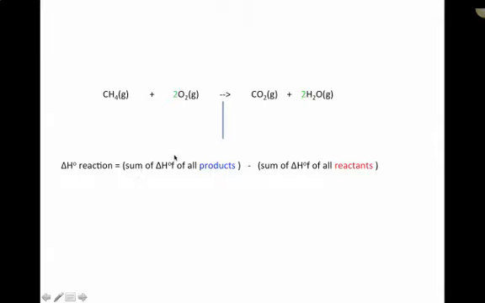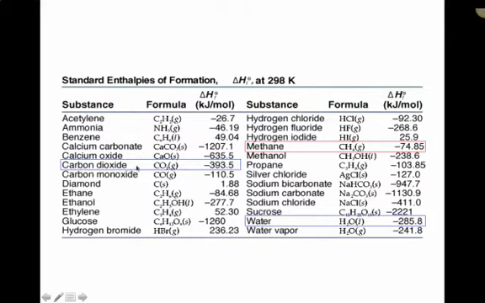It's the sum of the heat of formation of all the products minus the sum of the heat of formation of all the reactants. Now I need the heat of formation values for the reactants, which are on the left hand side, and the products, which are on the right hand side. I need those numbers. So you'll have to look up in a table or in the back of your book, or you may be given this in the question itself, but those numbers are going to be in some sort of form of a table like this.